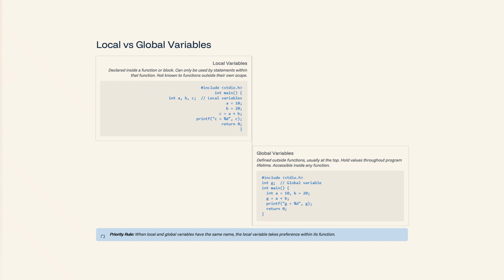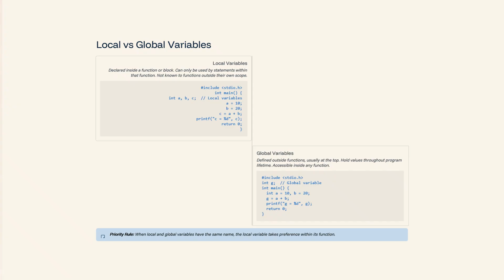A local variable is a variable which is defined inside a function or a block. It can be used only inside the function. If you see here, I have defined int a, b, c. Since they are defined in the main function, these a, b, c are called local variables. They cannot be used outside main. The main characteristics are: they exist only inside the block, their values are destroyed after the function ends, and they are used for temporary calculations.